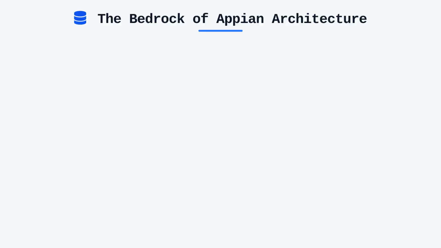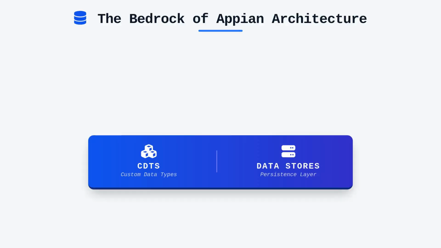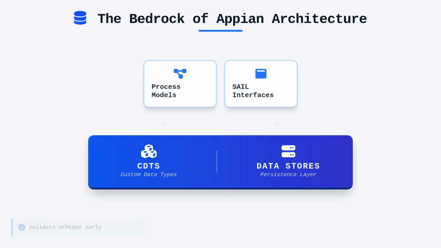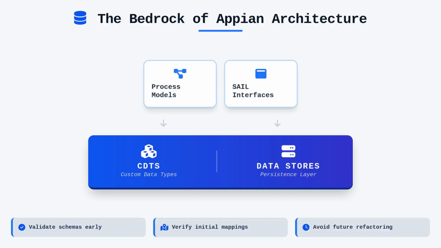In the ecosystem of an Appian application, your CDTs and data stores are not merely static containers. They are the bedrock upon which all your processes and interfaces stand. By getting these right from the start, you provide a stable foundation for every object that follows, from your complex process models to your interactive sail forms. Take the time to validate your schemas early and verify your mappings during the initial design phase to save yourself from potential refactoring later. Data integrity is the silent guardian of your application's health, and it starts with the careful architecture of these fundamental data objects.